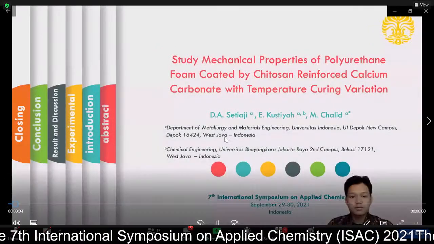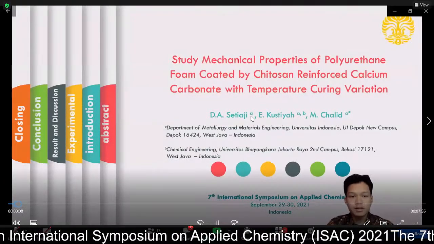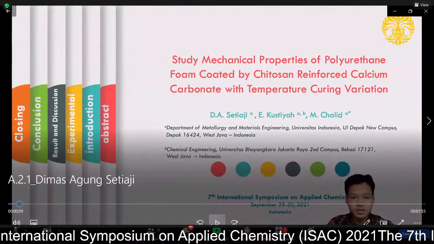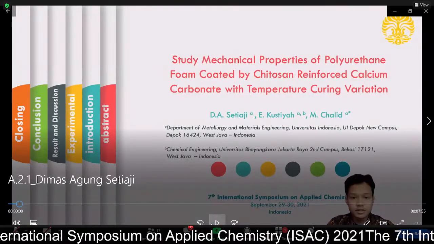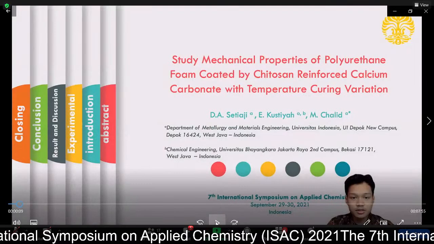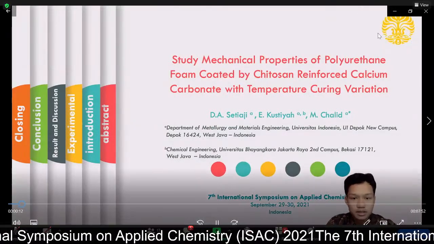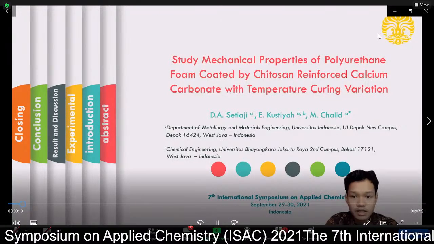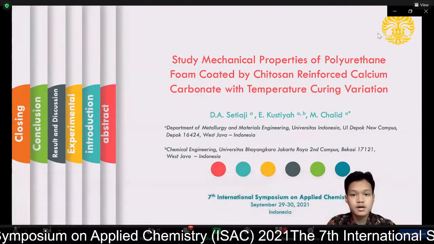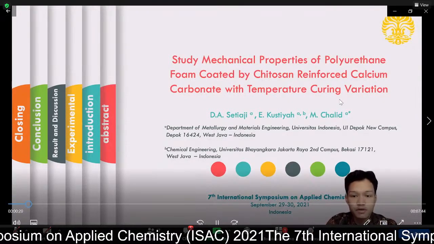The first presenter will be Mr. Dimas Agung Setiaji. My name is Dimas Agung Setiaji, and I will present my paper with the title Study of Mechanical Properties of Polyurethane Foam Caused by Chitosan Reinforced Calcium Carbonate with Temperature Curing Variation.